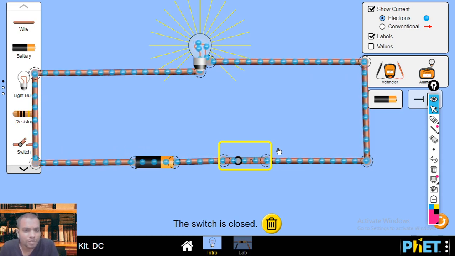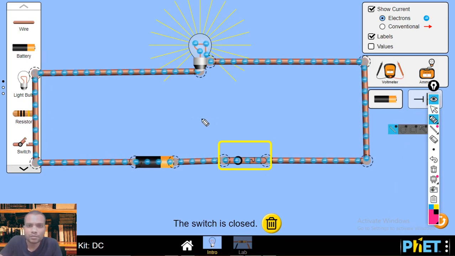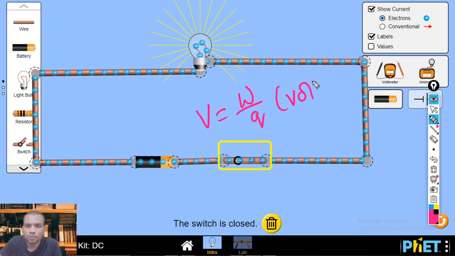So we define potential difference. According to potential difference, we can write the formula: potential difference V equals work done per charge. Its unit is volt.